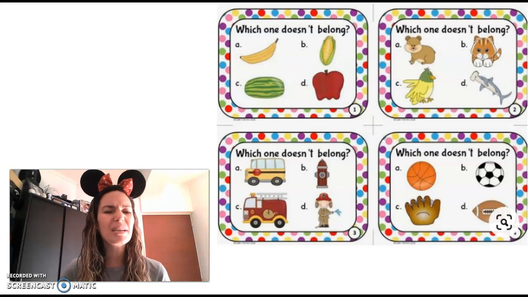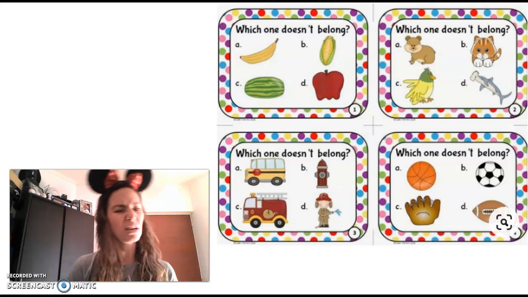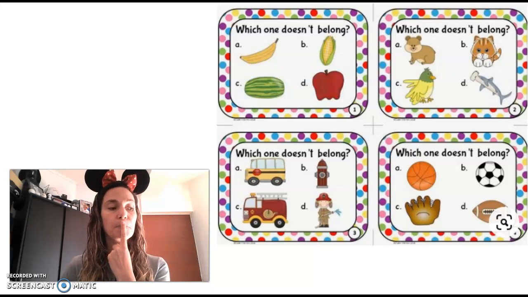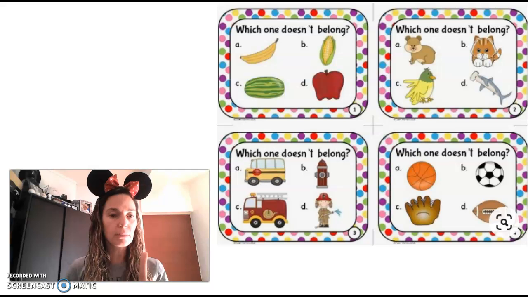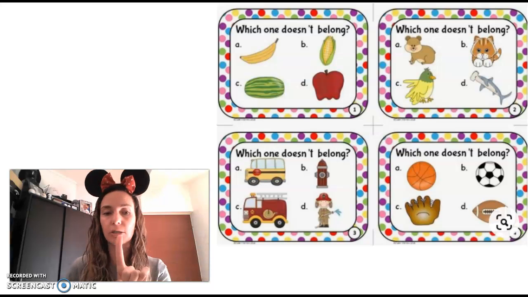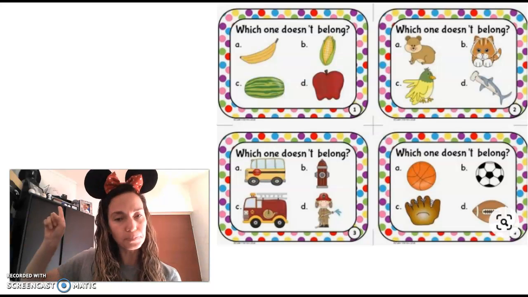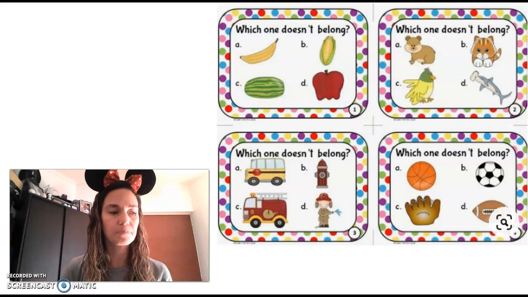Okay, let's see what is that about belong or not belong. If we have a group of things and one of them is different, that one doesn't belong there. So let's take, for example, the pictures that we have up here.